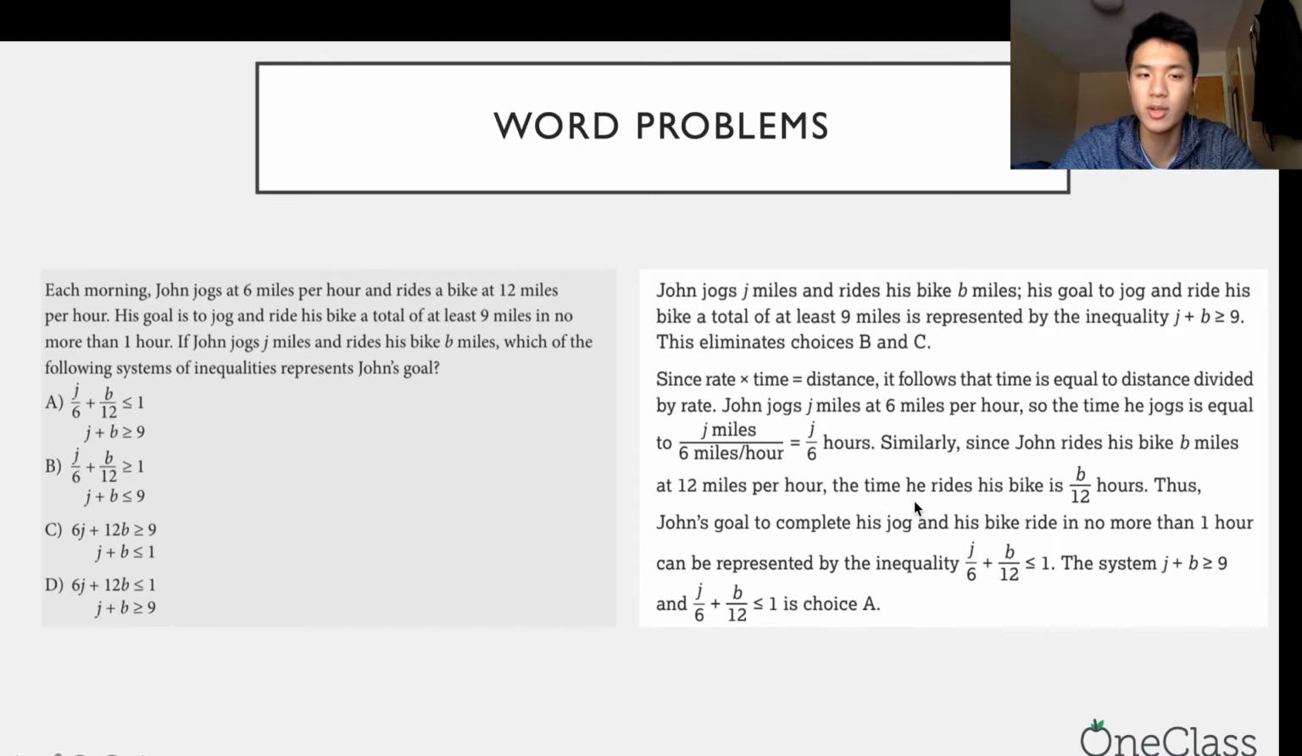So putting those two pieces of information together, John is going to spend J over 6 hours jogging, and he's going to spend B over 12 hours biking, and together that should take no more than 1 hour. So added together, J over 6 plus B over 12 should be less than or equal to 1. And therefore, putting that information along with our original equation of J plus B is greater than or equal to 9 is going to give us answer choice A.